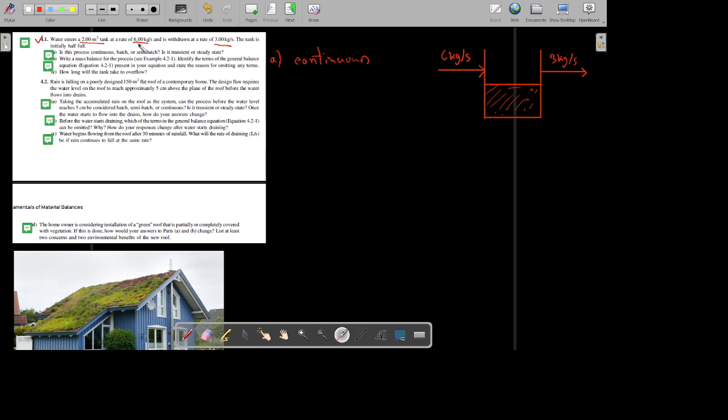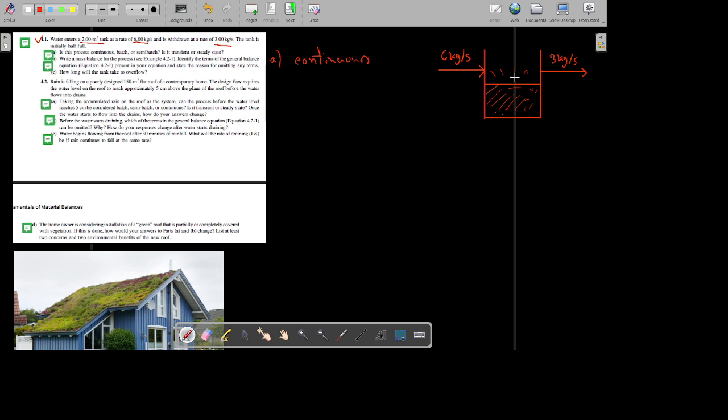Now the next part: is it transient or steady state? The process actually is in transient state. Why is it in transient state? To determine whether a process is in transient state, we have to check whether any process variable is changing or not. Process variable means temperature, pressure, or mass fraction. These are called the process variables. In this particular example, you can see the process variables are changing. Look, the tank is our system. So as the input flow rate is higher than the output flow rate, some water is going to accumulate within the tank.